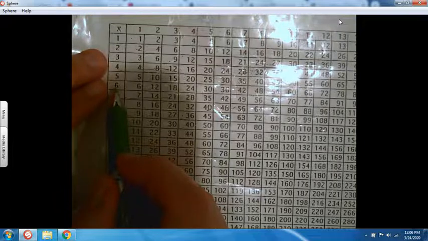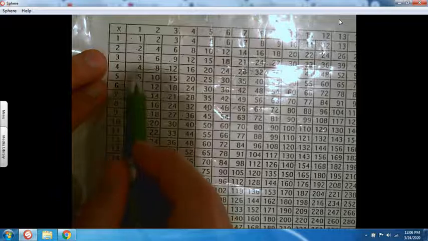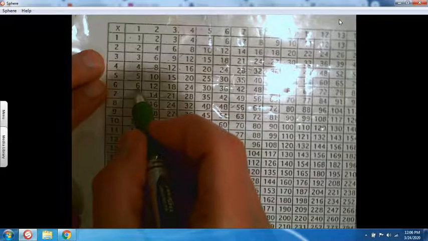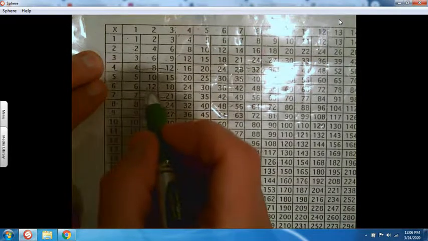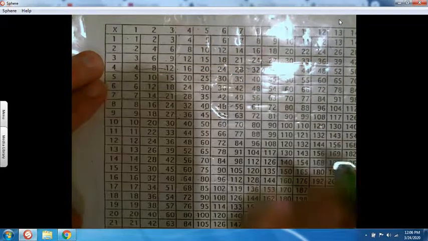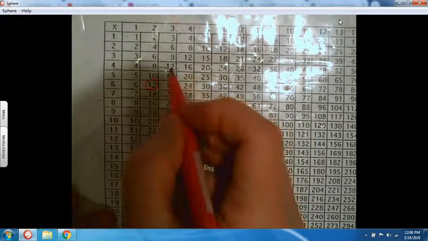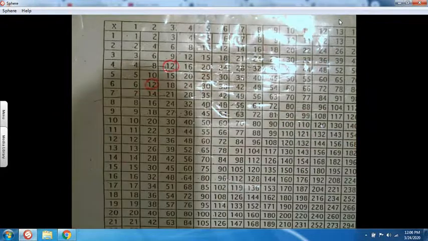So what's the first number in the 6 row? 6. What's the first number in the 4 row? 4. Well, is there a 6 in the 4 row? Nope. So the least common multiple is not 6. All right, what's the next number in the 6 row? 12. Is there a 12 in the 4 row? Yep, there it is. That's all you have to do. That's not a very good pen to circle with. So this is your least common multiple, and that's your common denominator.